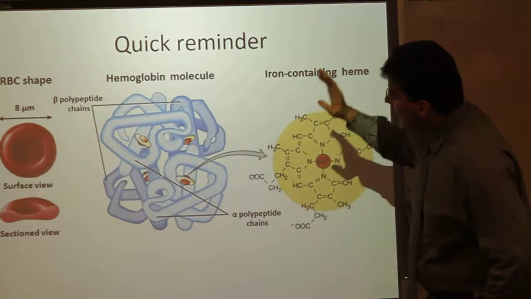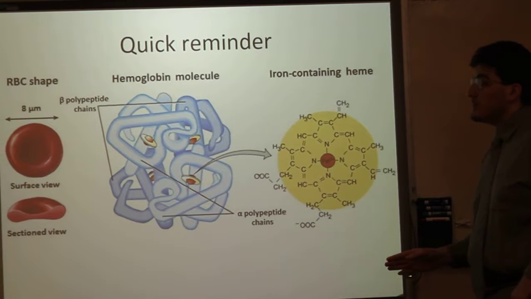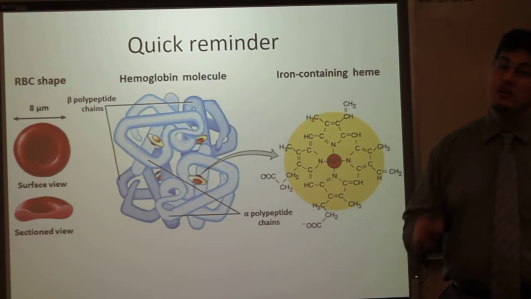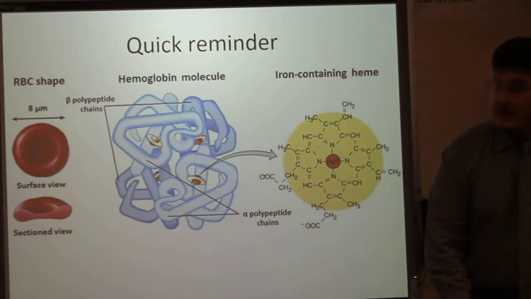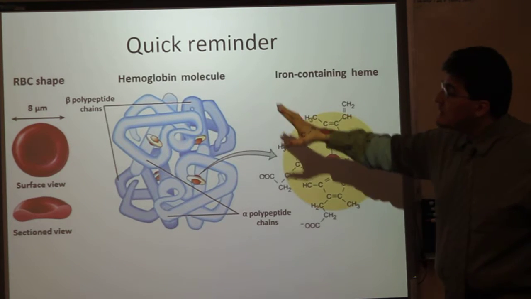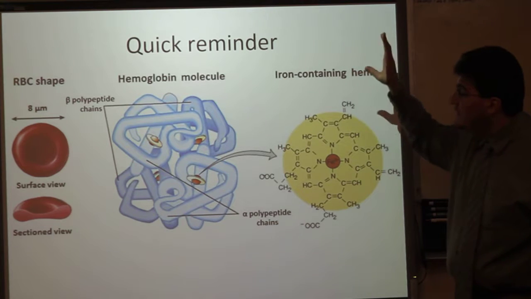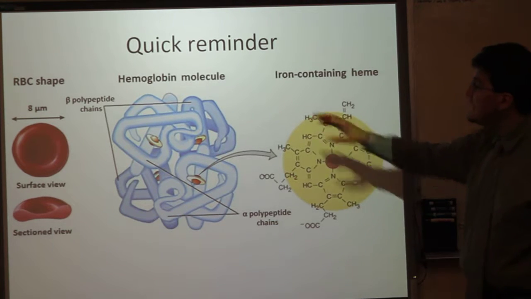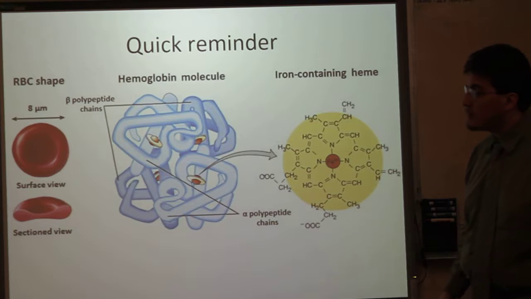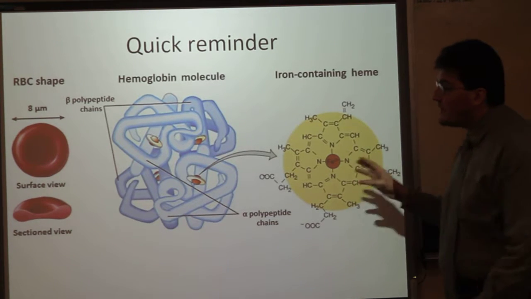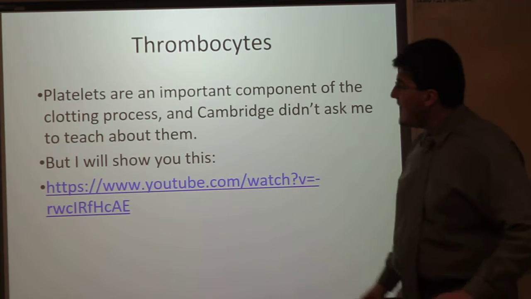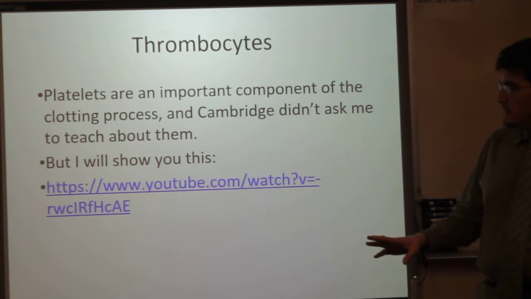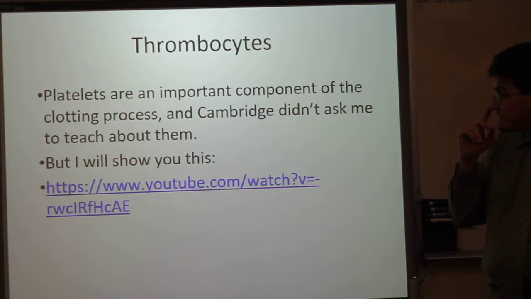Now, a quick reminder about the hemoglobin molecule. You're going to keep seeing that hemoglobin molecule over and over again. The hemoglobin molecule consists of 2 beta chains and 2 alpha chains with 4 iron-containing heme prosthetic groups. All right, and these are the iron-carrying bits. They carry the oxygen. And platelets are an important component of the clotting process.